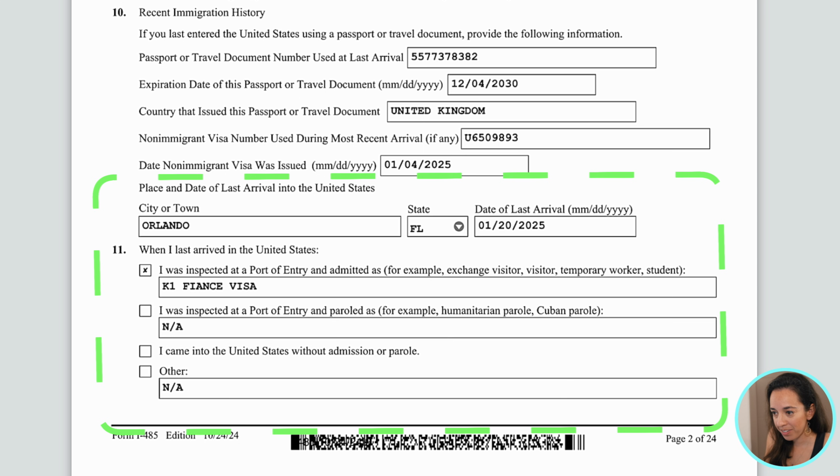For question 11, it asks when you last arrived into the United States. Again, this is still information about the beneficiary, the non-US citizen. You're going to check the first box. I was inspected at a port of entry and admitted as a K-1 fiance visa. We then put NA for the other two boxes.